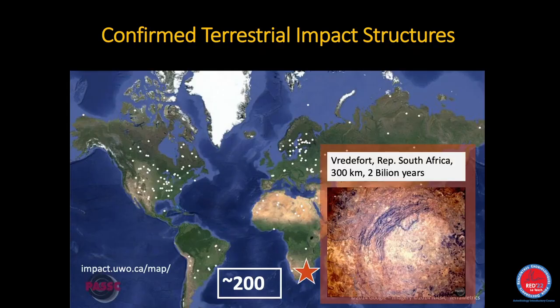The largest of them, anyone knows what is the largest impact crater that we know of? Rutherford in South Africa. It's 300 kilometers in diameter. Luckily for us, it was formed 2 billion years ago, because if it were formed right now, we would be in big, big trouble.